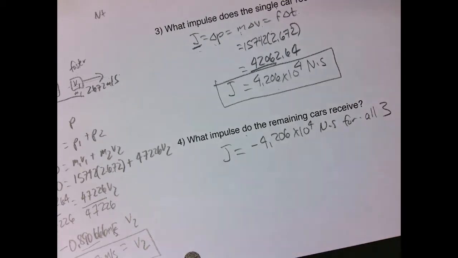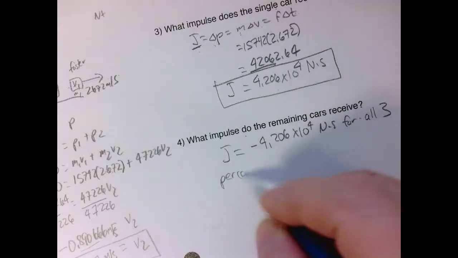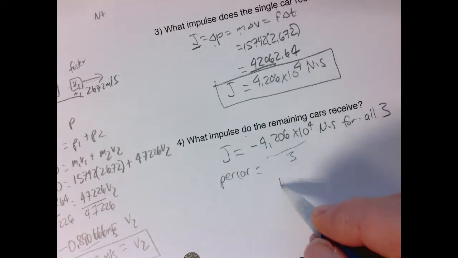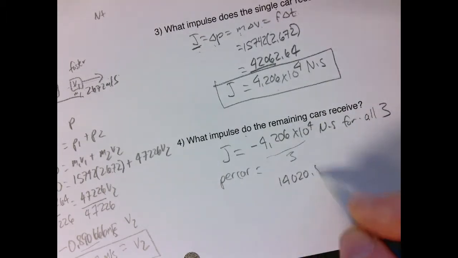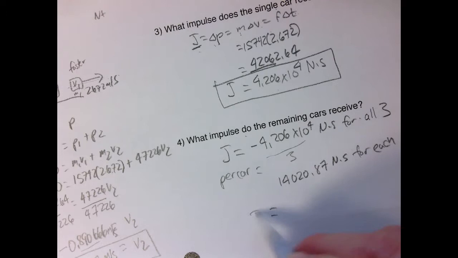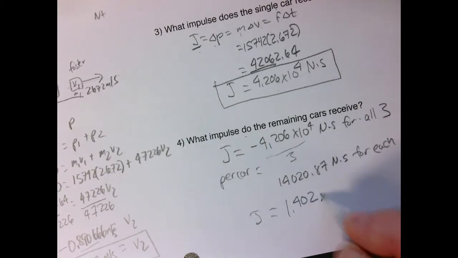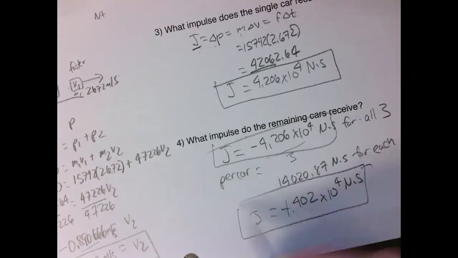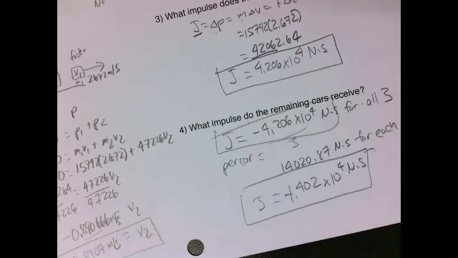Per car, it would be this divided by 3, or 14,020.87 newton seconds for each, which would be 1.402 times 10 to the 4th newton seconds. So 2 answers here, actually negative. Remember, it's negative because it's the other direction. And that's how we tackle this quiz.